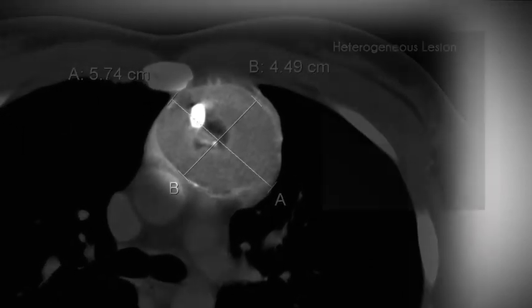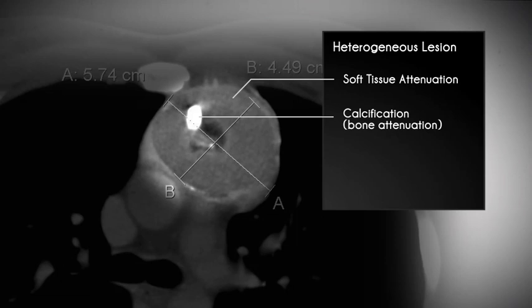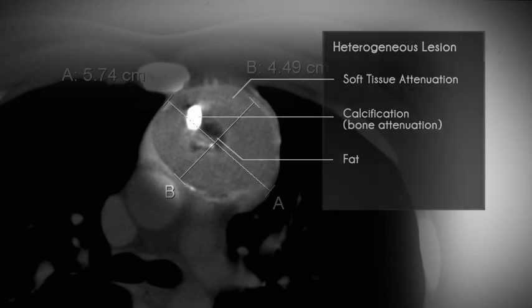This is a heterogeneous lesion that has soft tissue attenuation, calcification or bone attenuation, and a dark area that is actually fat, not air. This mass is a triple threat. It has bone, it has fat, and it has soft tissue.